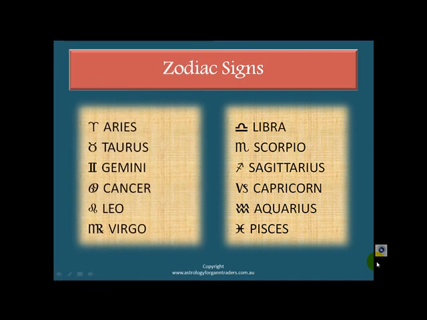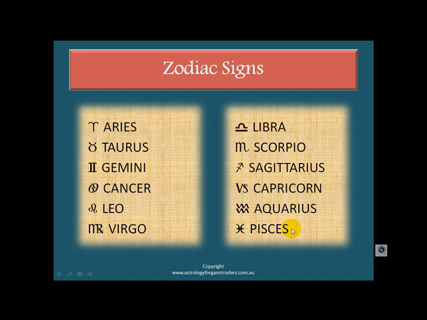Now let's have a look at the zodiac signs. Now this is going to become your new language, and we need to learn all the symbols and all the keywords for the signs, and this will eventually just become second nature to you. Okay, so we have Aries, the ram, Taurus, the bull, Gemini, the twins, Cancer, the crab, Leo, the lion, you can see his tail there, Virgo, the virgin, Libra, the scales, Scorpio, the scorpion, Sagittarius, the archer, Capricorn, the goat, Aquarius, the water bearer, and Pisces, the fish.